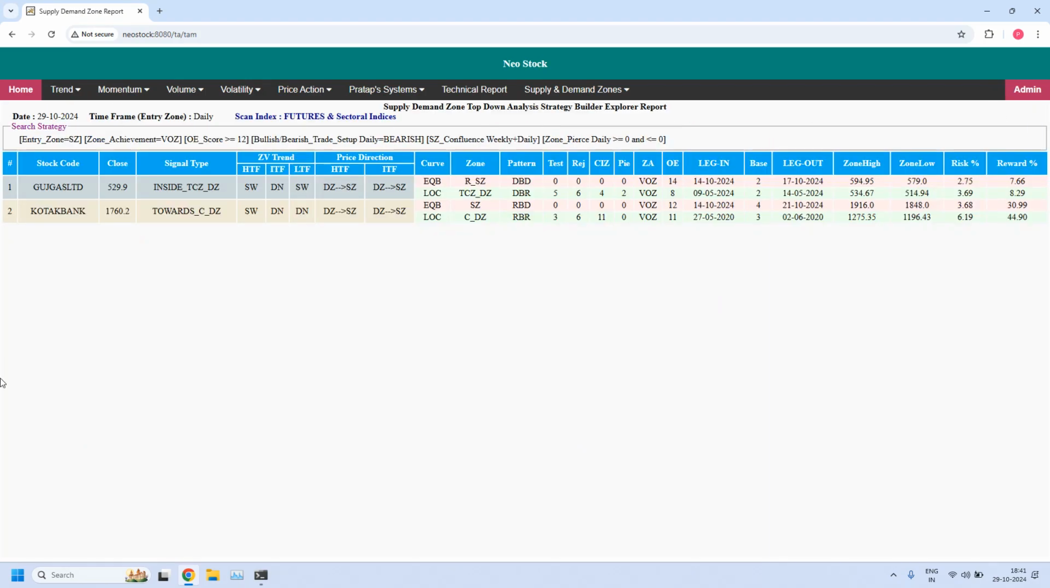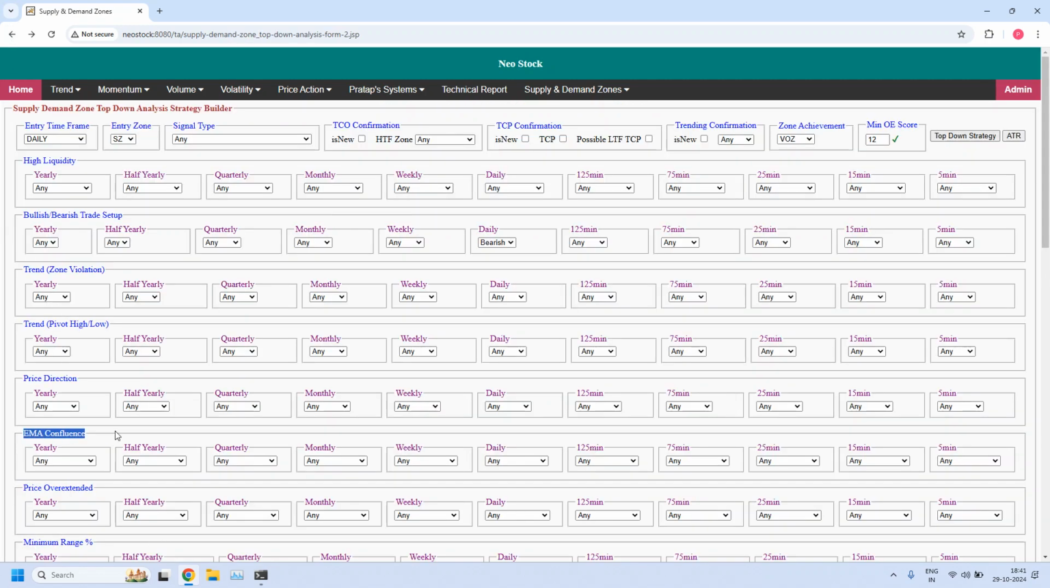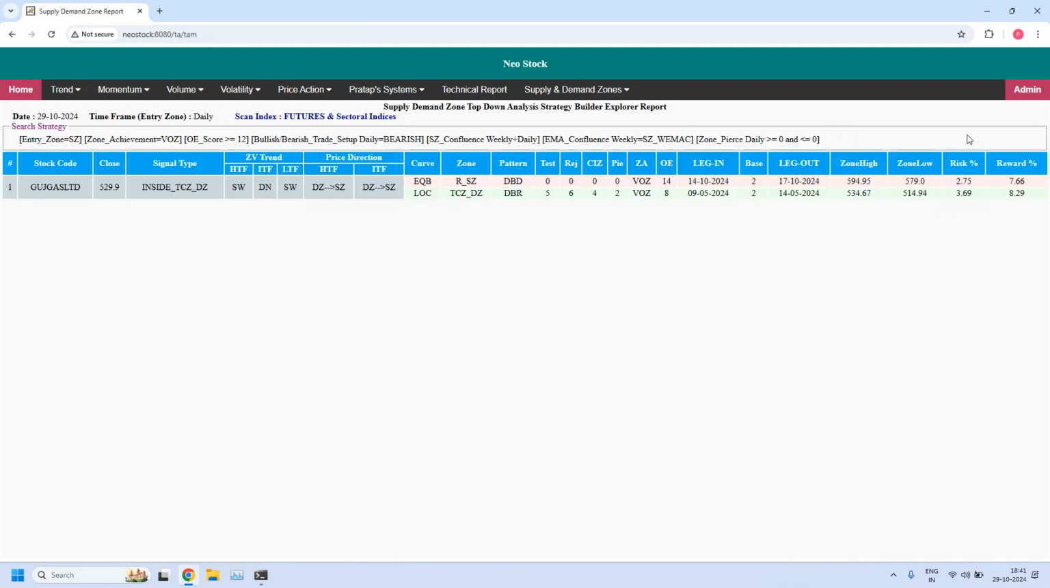We got 2 stocks. Both these stocks are part of the weekly supply zone, and the weekly trend is down for both. Let's check whether any of these supply zones have weekly EMA confluence. In the EMA confluence, weekly time frame, because the daily entry zone is part of the weekly supply zone, and if this weekly supply zone has weekly EMA confluence, there could be an even more high probability setup. So 1 stock is filtered. This is an even more high probability setup, and moreover it is also a high liquidity daily supply zone.